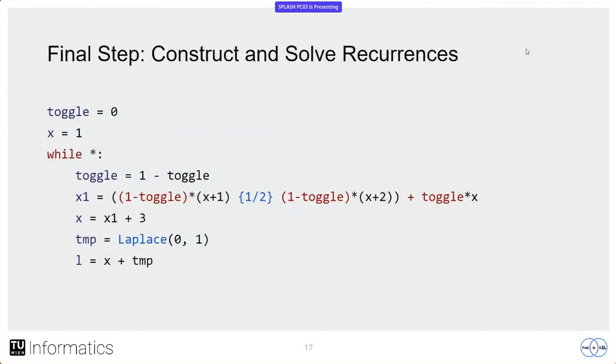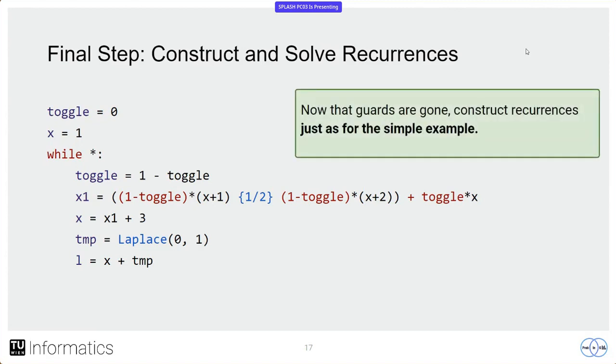And now this normalized program looks a whole lot like the very simple program we had at the beginning, with the drawing from the normal distribution. And that's basically the idea. Now you can use the same idea, I didn't show you an algorithm yet, to construct the recurrences for the moments of the program variables.